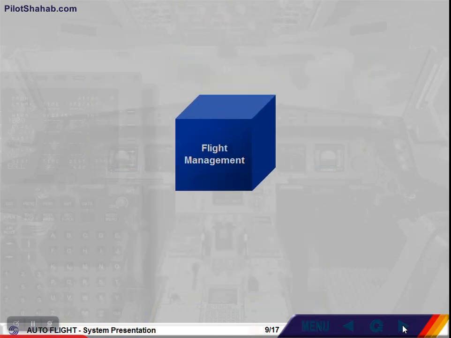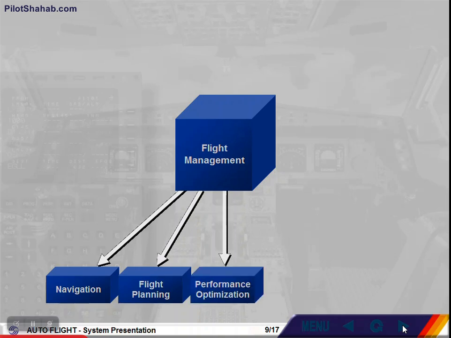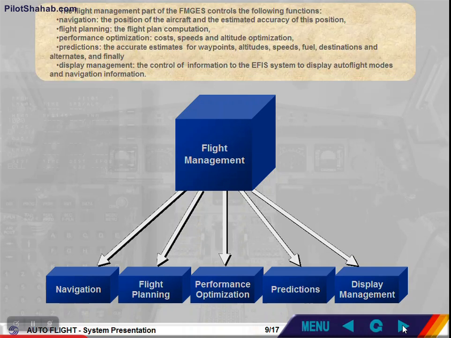The flight management part of the FMGES controls the following functions: navigation, the position of the aircraft and the estimated accuracy of this position; flight planning, the flight plan computation; performance optimization, costs, speeds, and altitude optimization; predictions, the accurate estimates for waypoints, altitudes, speeds, fuel, destinations and alternates; and finally, display management, the control of information to the EFIS system to display autoflight modes and navigation information.